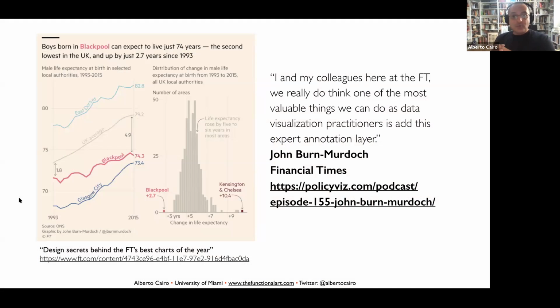Now, some people who work in visualization believe that these explanations are one of the most important elements in any visualization that is designed to communicate ideas to other people.